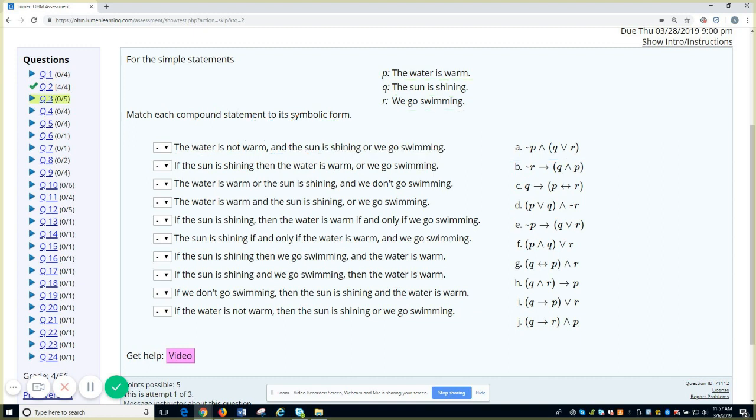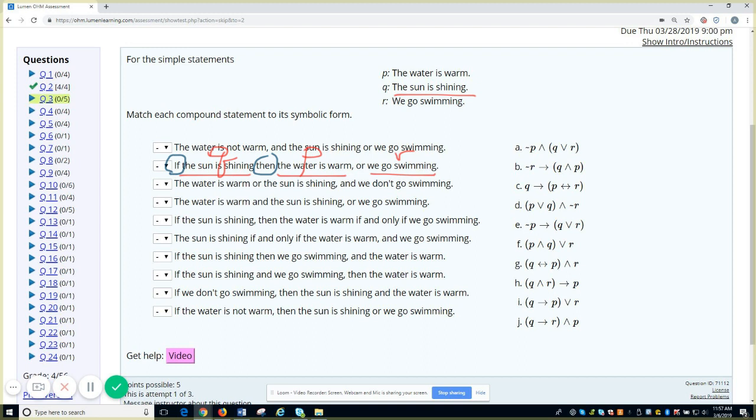So the next one is a little trickier because, well, first of all, we are recognizing there's going to be the conditional, so the if-then connective at some point. But let's identify simple statements first. So the sun is shining. That's a Q statement. The water is warm. That's a P statement. We go swimming. That's an R statement.